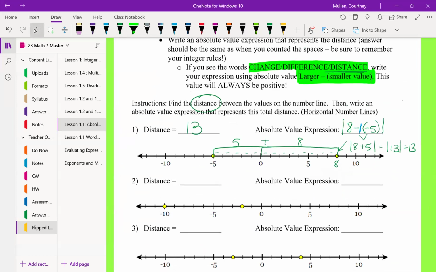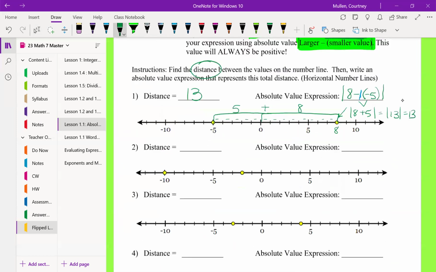Let's try again. Let's take a look. So first we have -10. What is the value of the other yellow dot? Did you say -2? Good. Let's count the distance. 1, 2, 3, 4, 5, 6, 7, 8. 8 units apart, right? This distance is 8 units.